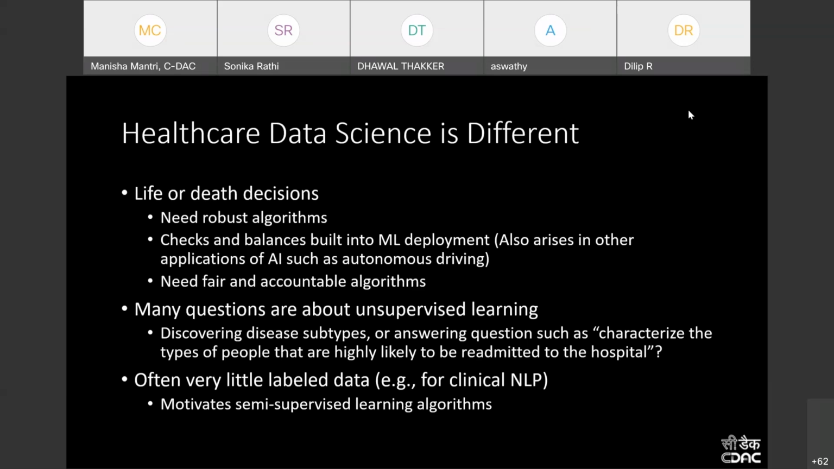And then in healthcare, we don't have a lot of data which you can use for supervised learning. Many questions are mostly about unsupervised learning. For example, if I want to ask a question such as, characterize the type of people that are highly likely to be readmitted in the hospital. For this kind of question, you need to go for unsupervised learning, which makes it more and more difficult. And there is often very little labeled data available, typically for clinical NLP. That's where it motivates the use of semi-supervised learning algorithms. You can have a mix of the algorithms.